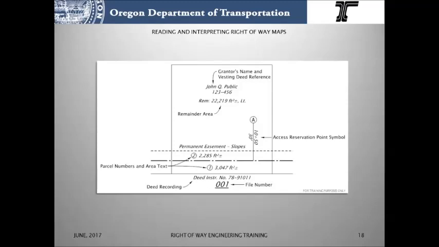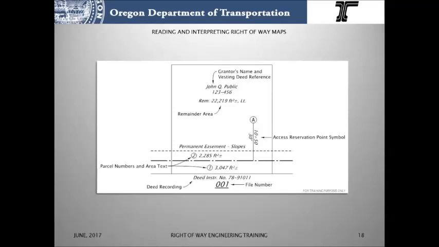The fee taking line is an access control line. Notice that. And so we acquired the rights of access and we granted a reservation of access. So that reservation point symbol has A, indicates access, gives a station, 10 plus 50, and a width of the driveway or the approach, which is 30 feet.